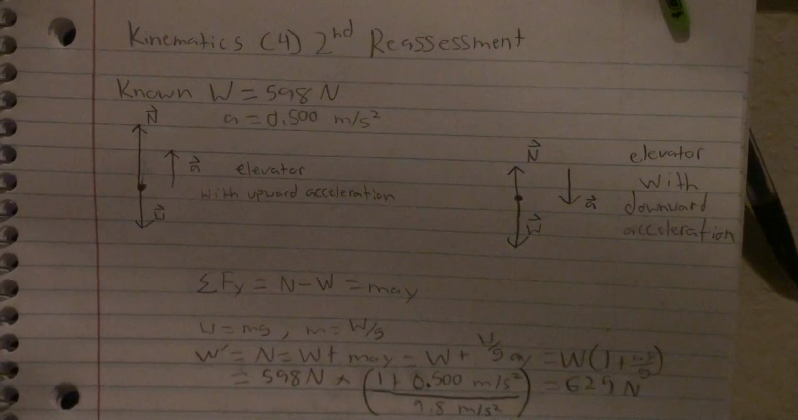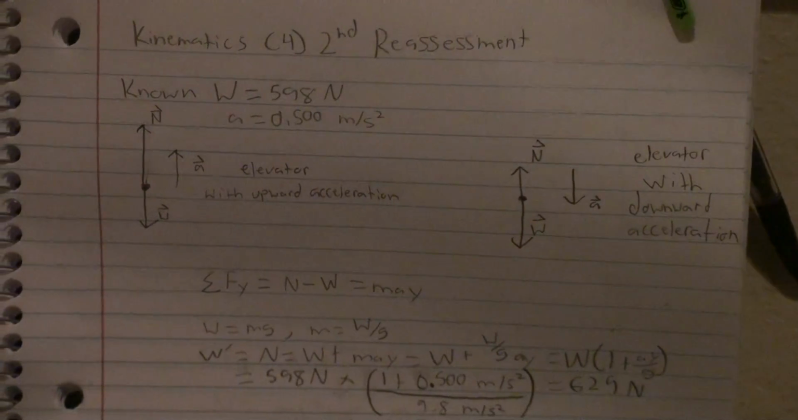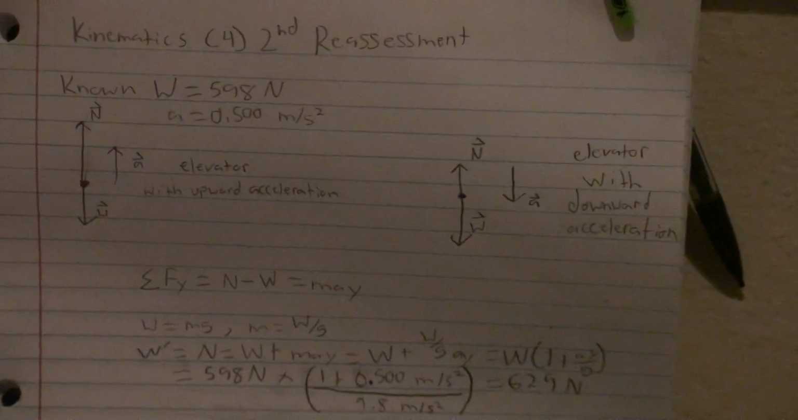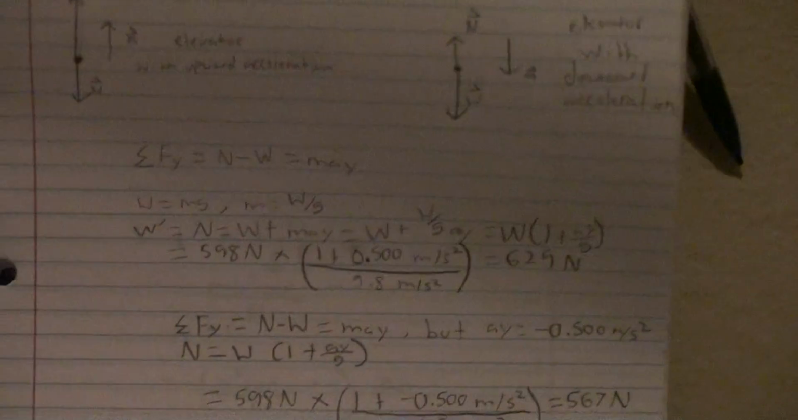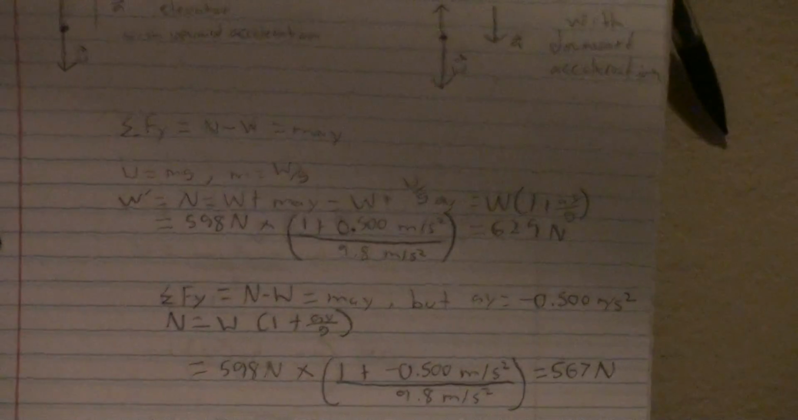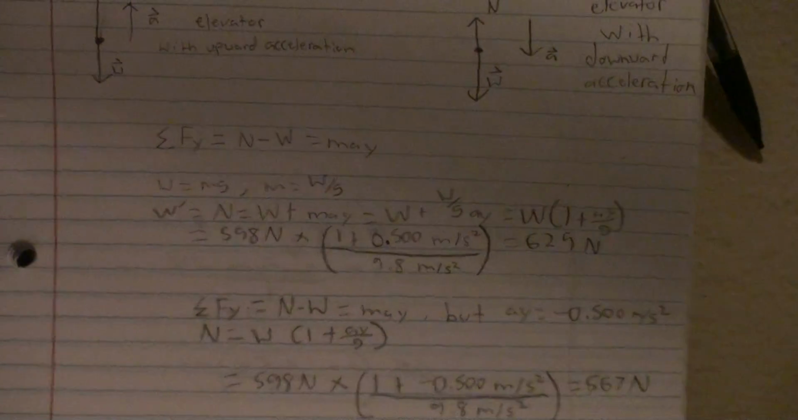And then we find that the apparent weight is equal to the normal force, which is equal to the weight plus the mass times acceleration in the y direction, which is equal to the weight plus the weight divided by gravity times the acceleration in the y direction, which is equal to the weight times 1 plus the acceleration in the y direction divided by g. And once I plug in all my values for that, I'm able to get that it is 629 newtons.